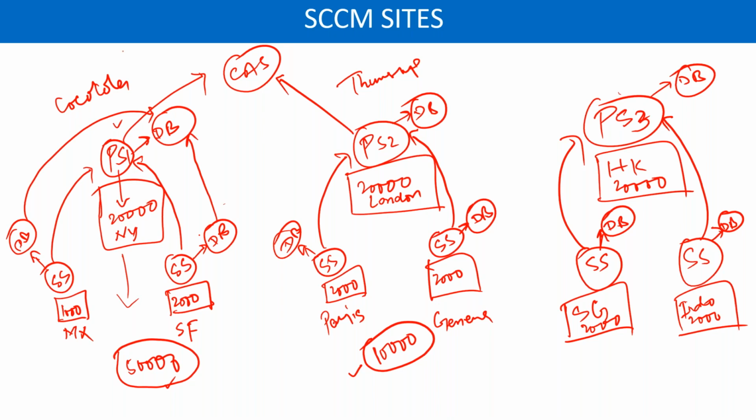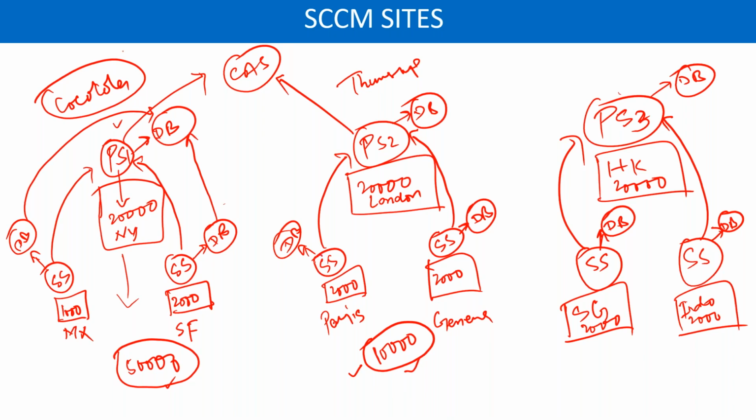Sir, I want to understand the secondary site of Thumbs Up. If I want to add 10,000 devices to Coca-Cola, do I need to replicate the secondary data and primary site data to Coca-Cola, or will it happen automatically? Sorry, in this architecture, as you're talking about Coca-Cola, you said that the secondary site will not replicate its database to its parent site. So I just wanted to know how this 10,000 will work.